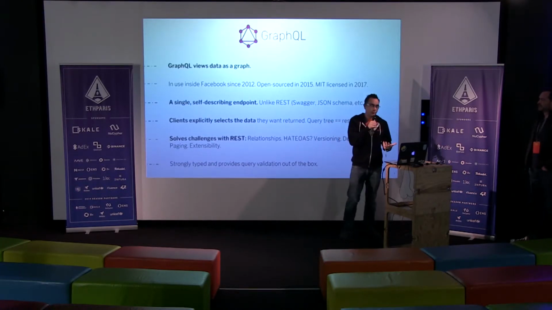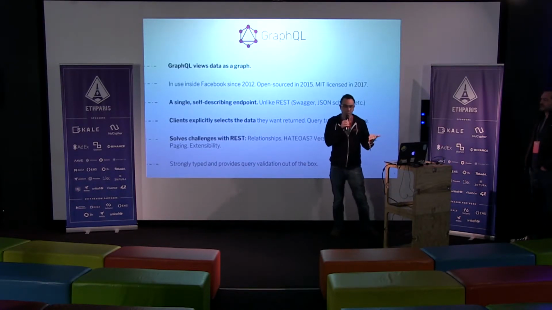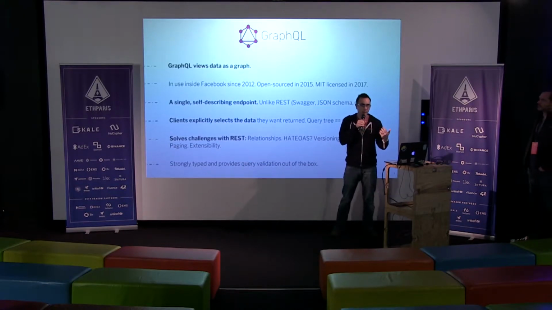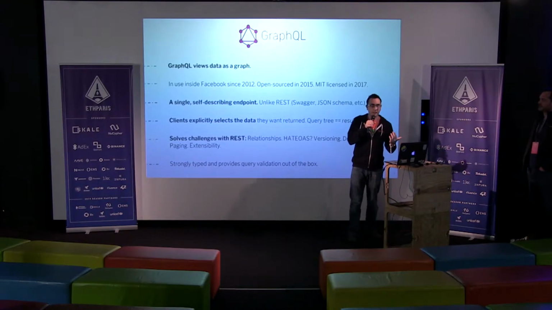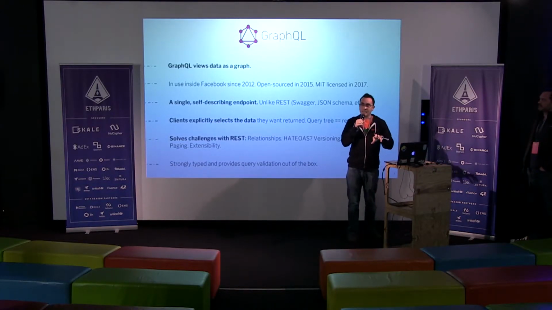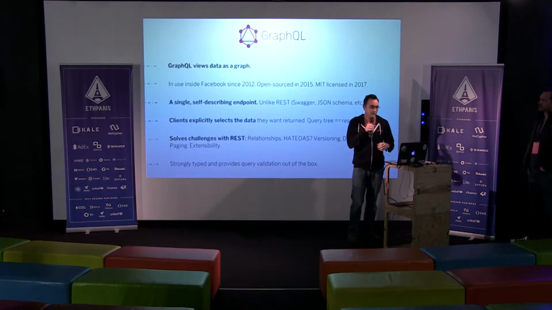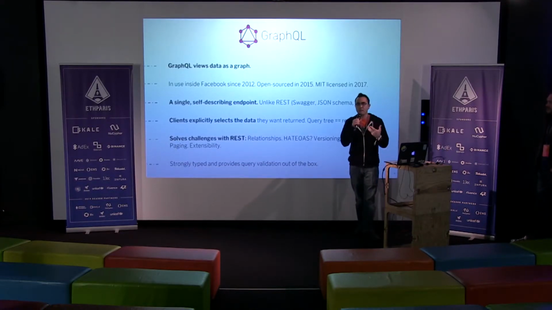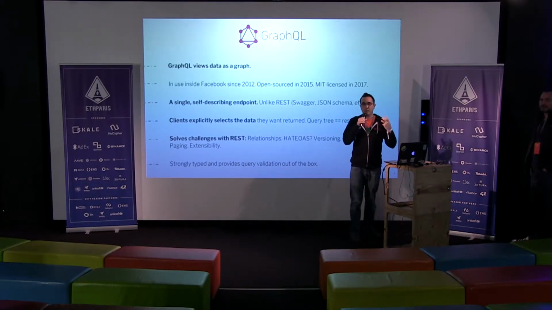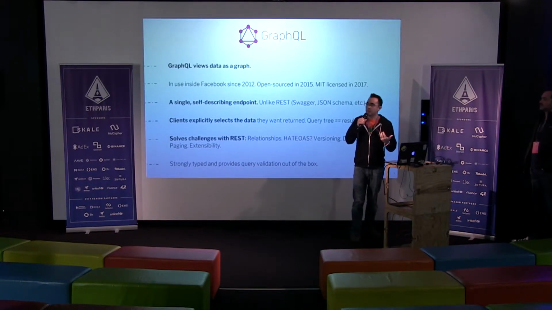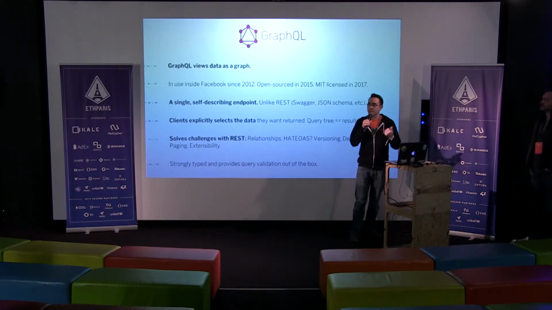It solves a lot of problems with REST, not only the overfetching and underfetching problem that I was just talking about, but also data relationships, versioning, deprecation, paging, and extensibility, which is a big one that EthQL gives to an API interface. And my favorite is that it's strongly typed and it provides query validation out of the box. So you can easily build tools on it. You can easily query the schema and know exactly what you can ask for and exactly what you can receive.